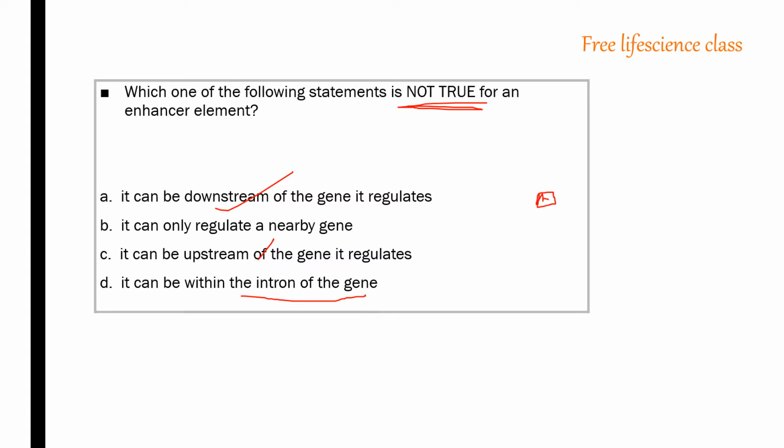It can also be seen near a gene, but here it is written that it can only regulate a nearby gene. Only regulate is wrong. It can regulate far genes also. If it were written as it can regulate a nearby gene, it would be right. The word only makes this sentence wrong. So the option is option B.